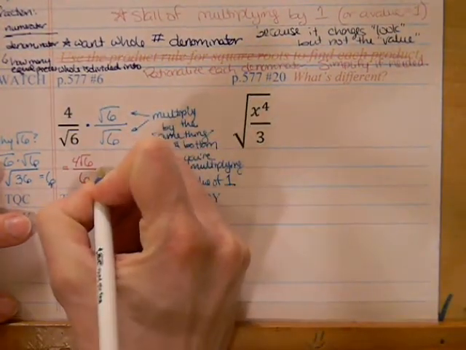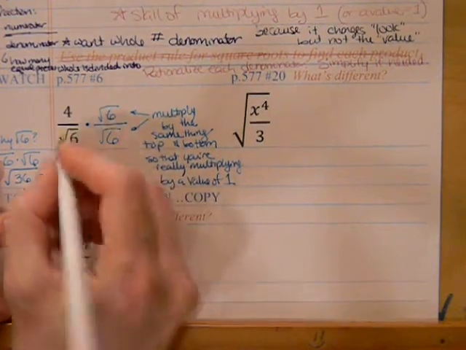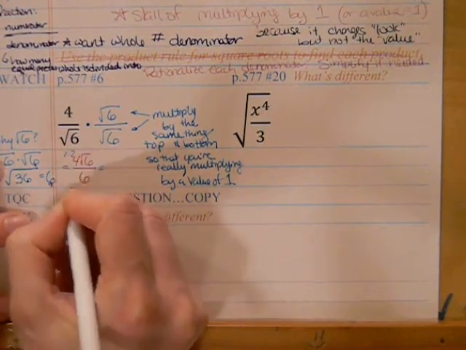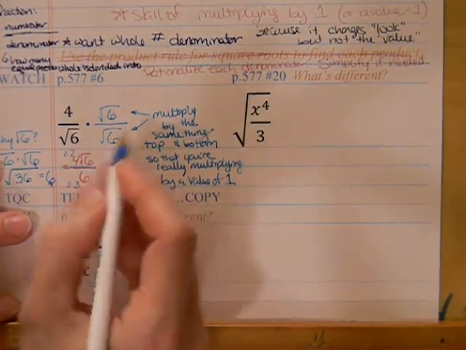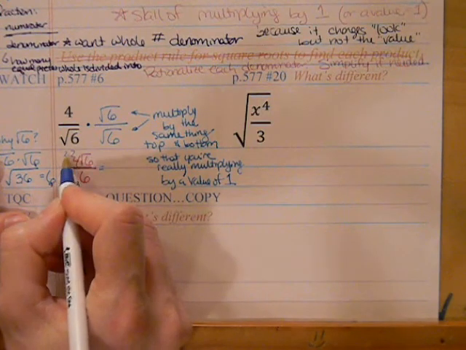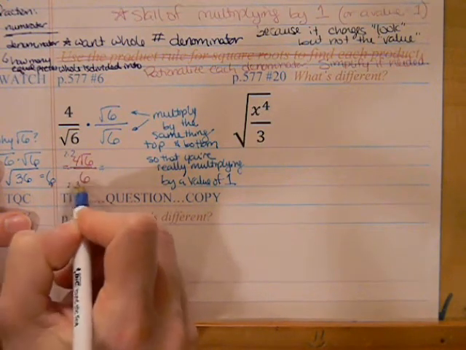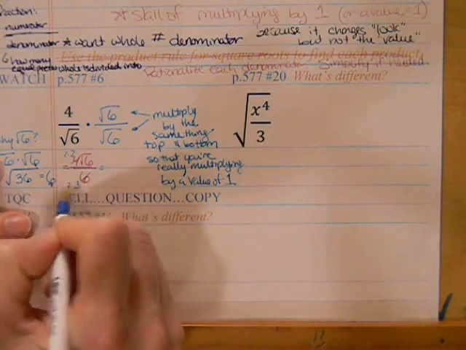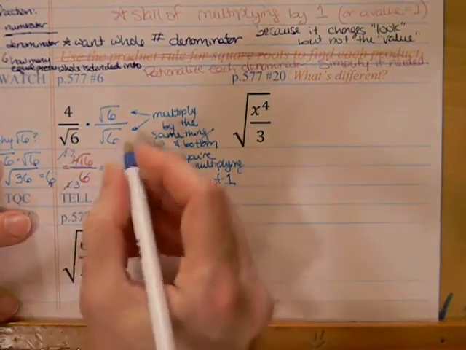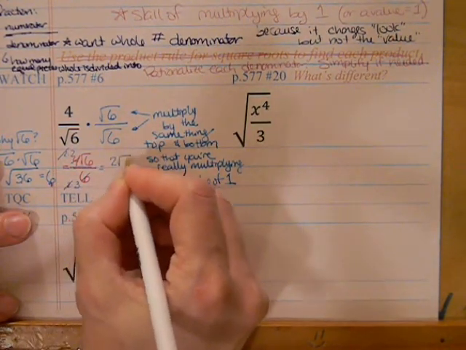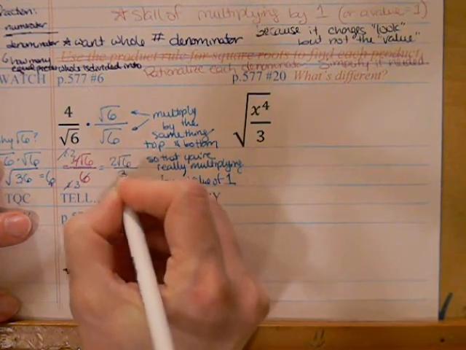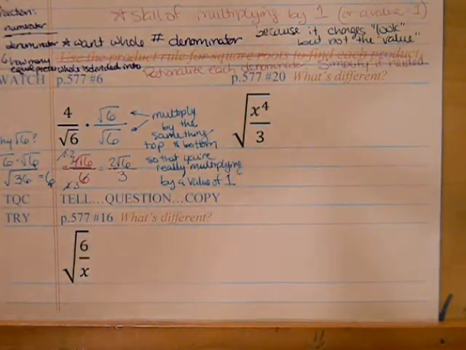Because 4 is 2 times 2, 6 is 2 times 3, and so this is all multiplication on the top. 2 times radical 6. 6 is 2 times 3, and then one of those 2's is going to cancel, and so what we're left with is on the top 2 radical 6, and on the bottom 3, and that's your final finished version.